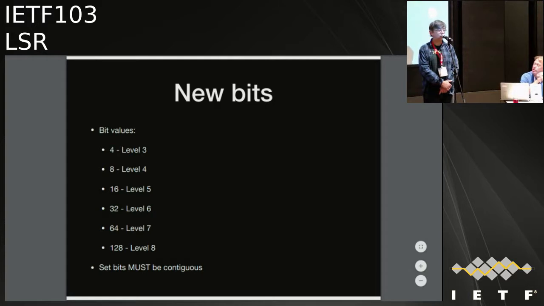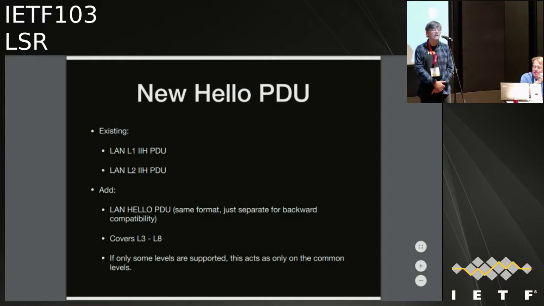Here they are. One important note here, I am proposing that we make a restriction that these bits are only set contiguously. I don't know what it means for a router to be in level 1 and level 3 and not in level 2. And that makes my brain really hurt. If you could explain it to me when I'm sober, I would appreciate it. If that's a comment, please come to the mic.